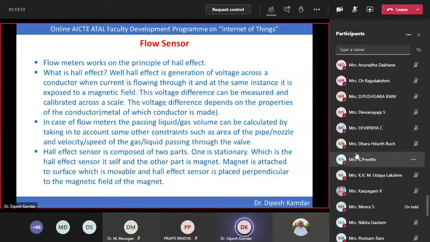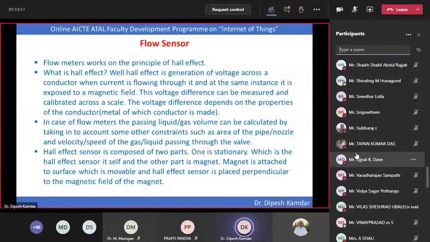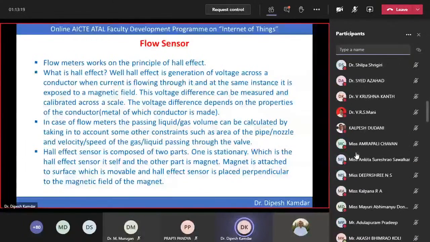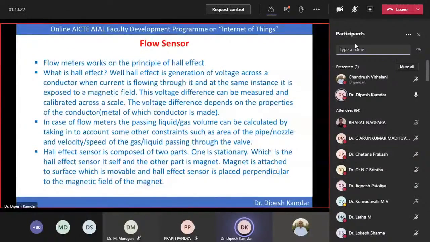Then the flow meter. Flow sensors tell how much liquid flow there is. If we need to find out the flow, it basically works on the principle of the Hall effect. Now, what is the Hall effect here? The Hall effect is the generation of a voltage across a conductor when current is flowing through it and, at the same instant, it is exposed to a magnetic field. The voltage difference can be measured and calibrated across the scale.